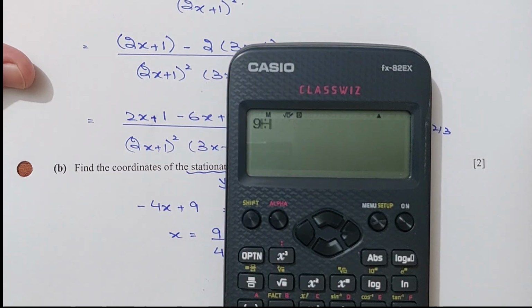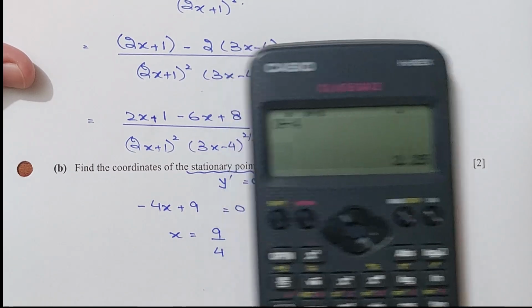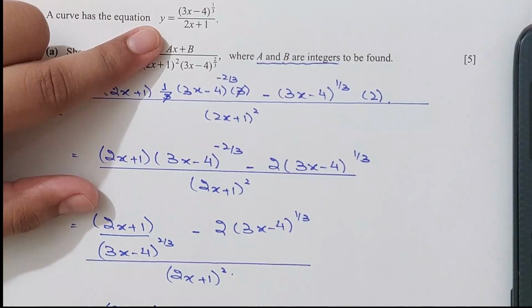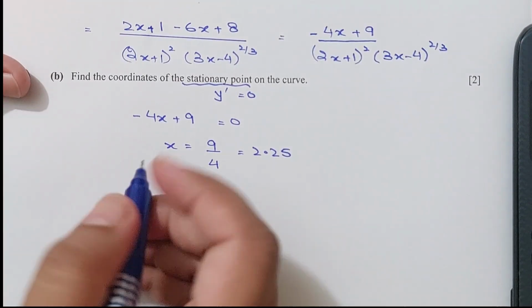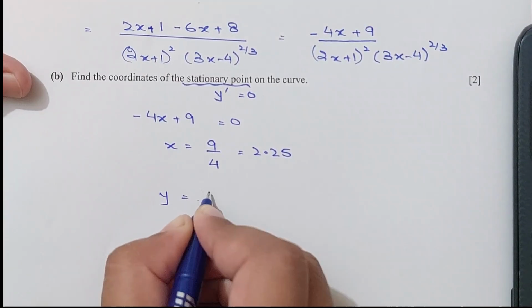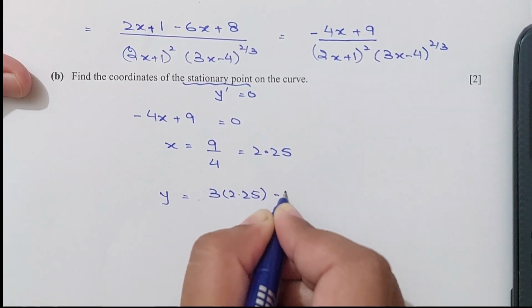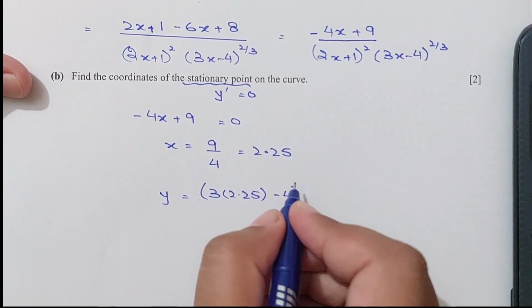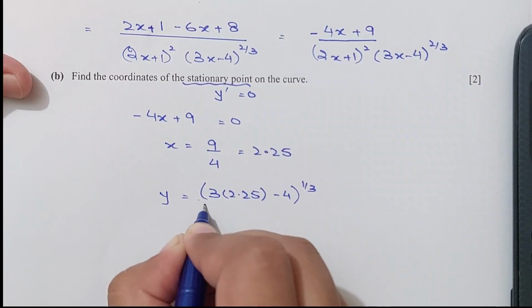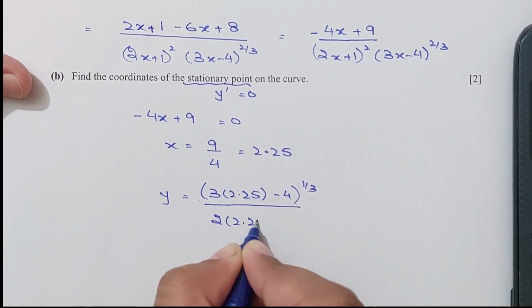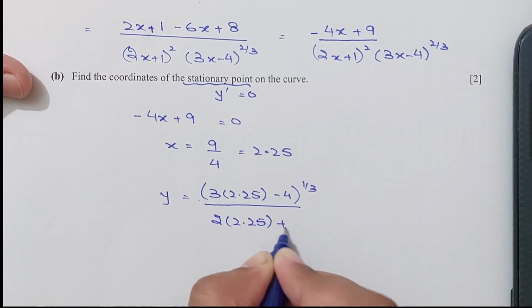So 9 divided by 4 is 2.25. This is the x coordinate of the stationary point. To get the y coordinate, we have to substitute the x value into the function y. So we have y equals (3 times 2.25 minus 4) to the power 1/3, divided by (2 times 2.25 plus 1).